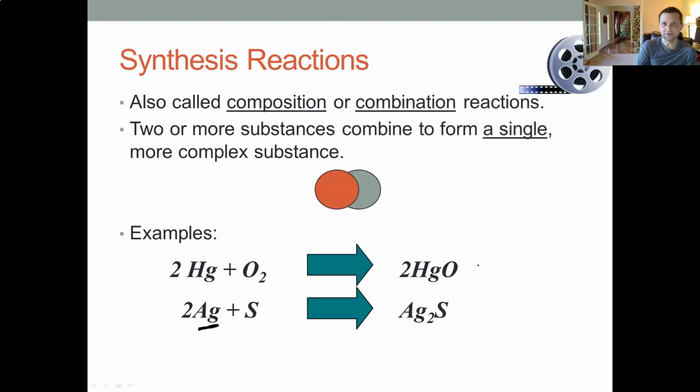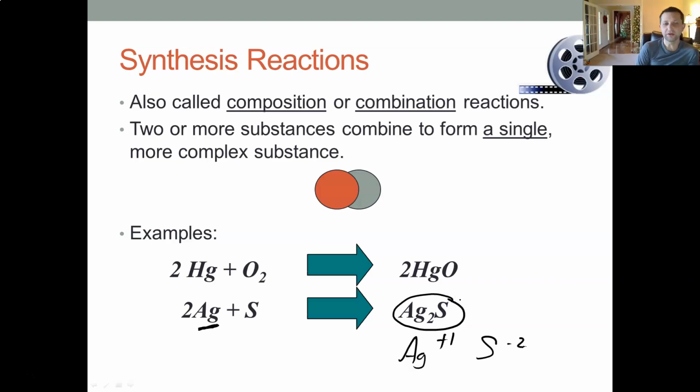Well, it all goes back to your nomenclature and writing formulas. So you know silver is Ag plus 1. You know sulfide is S minus 2. So you're never going to just have AgS be created, right? Because silver is a plus 1 and S is a minus 2. So they need to be Ag2S.